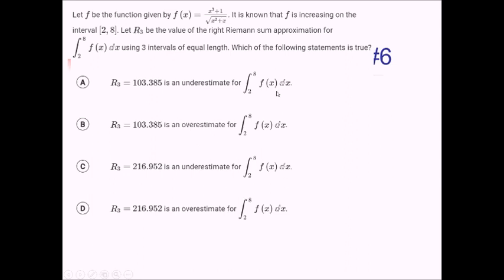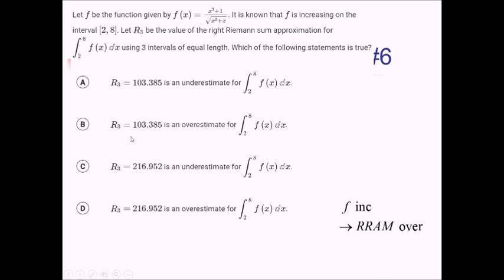Since they told us this is an increasing function and it's a right Riemann sum that we're doing here, we know our right Riemann sum is going to always over-approximate increasing functions. So that means that we're down to choices B and D right off the bat. But we still have to figure out the value of R3.